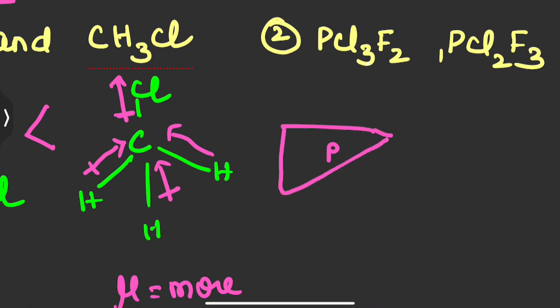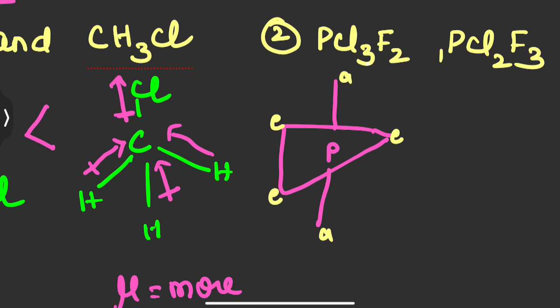So there are two types of bonds here. The positions are called the axial position and the equatorial position. All these positions are called equatorial. Three equatorial positions will be there and two axial positions will be present.